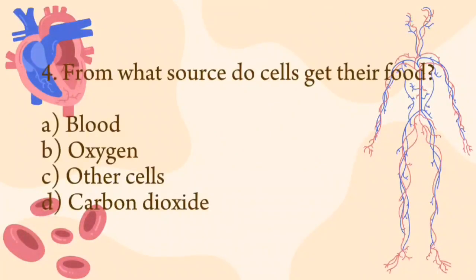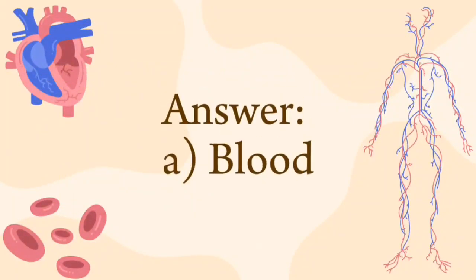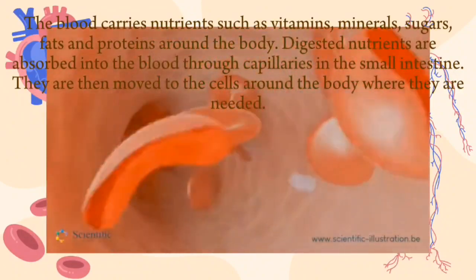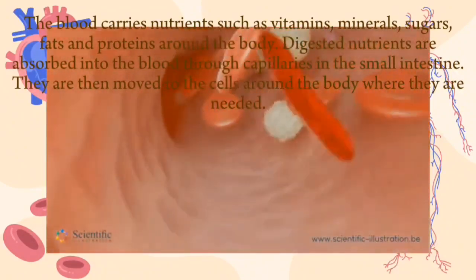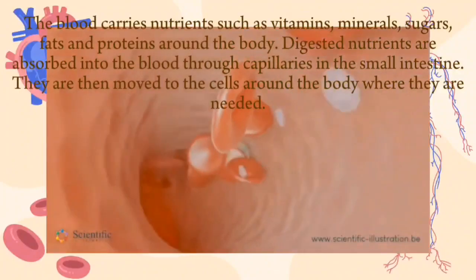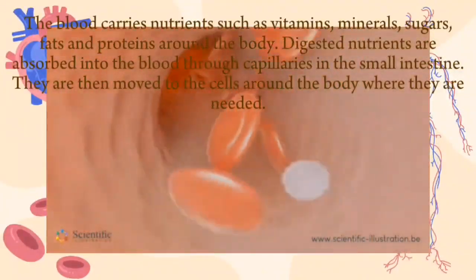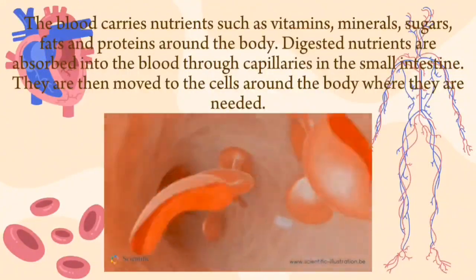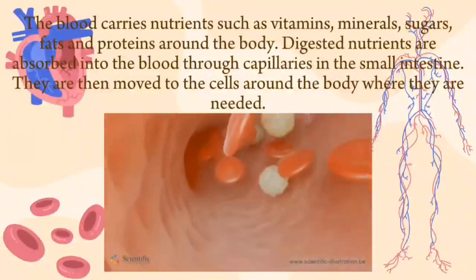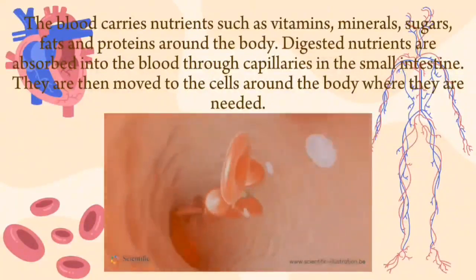4. From what source do cells get their food? A. Blood. B. Oxygen. C. Other cells. D. Carbon dioxide. Answer: A. Blood. The blood carries nutrients such as vitamins, minerals, sugars, fats, and proteins around the body. Digested nutrients are absorbed into the blood through capillaries in the small intestine. They are then moved to the cells around the body where they are needed.